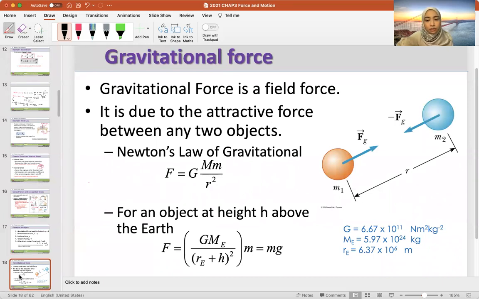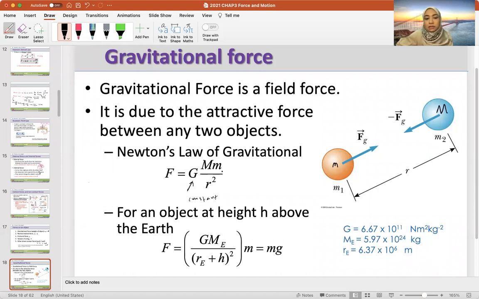We know this. It is due to the attractive force between any two objects. So Newton's law of gravitational force states that F equals G, the universal gravitational constant, times capital M, small m, over R squared. R is the distance between the two planets. Capital M is mass 1, small m is mass 2. Sorry, it's the other way around, but either works, it doesn't matter. And then G is just a constant. The value will be given later.